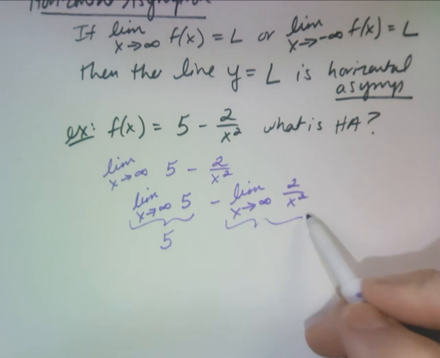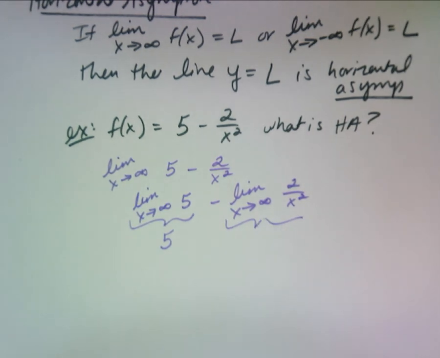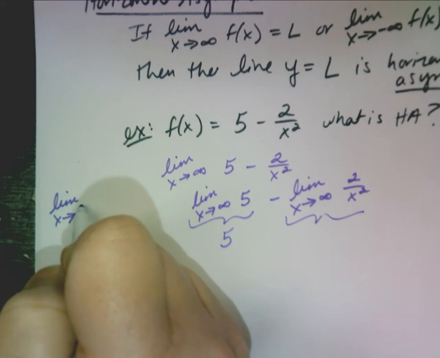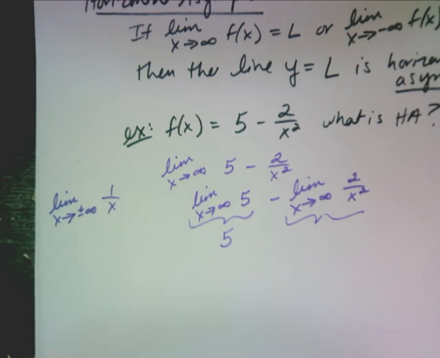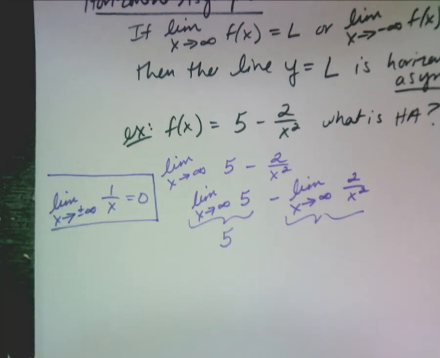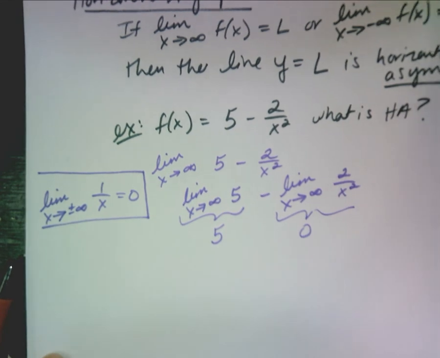What's the limit as x goes to infinity of an x in the bottom? Do you remember that little rule? The limit as x goes to positive or negative infinity of 1 over x equals 0. Let's think of it logically. 1 over 100, 1 over 1,000, 1 over 1,000,000. Isn't that number getting tinier and tinier? It's approaching 0. 1 over negative 1,000,000, doesn't matter. It's approaching 0. That's the trick we're going to use in a minute.